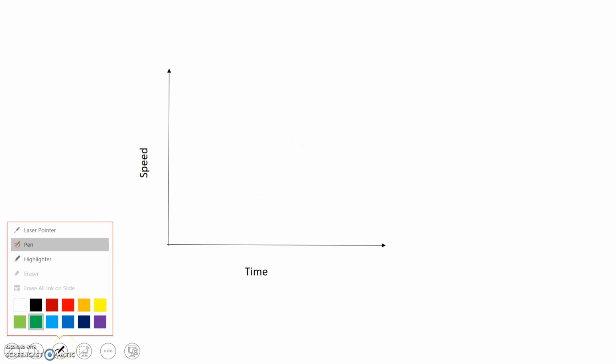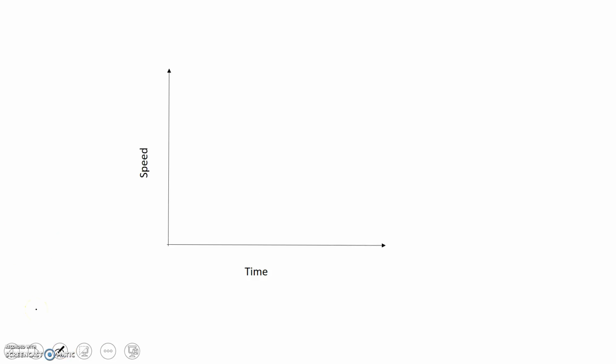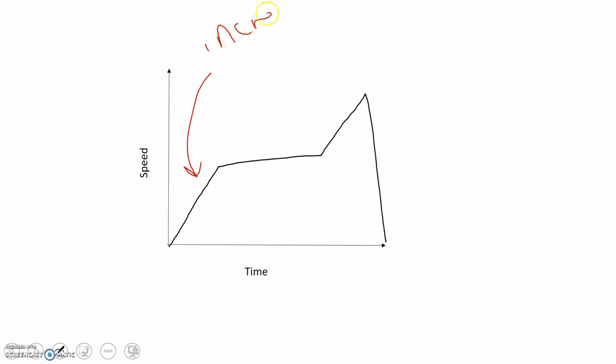So let's look at if we do the same thing with a speed versus time graph. So maybe I start increasing, I flatline, I increase, and then I decrease. So let's try to read this thing. This first part, my speed is increasing. So if I'm thinking about this, I'm driving and I'm picking up speed.